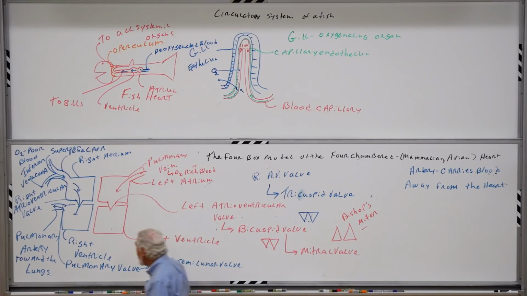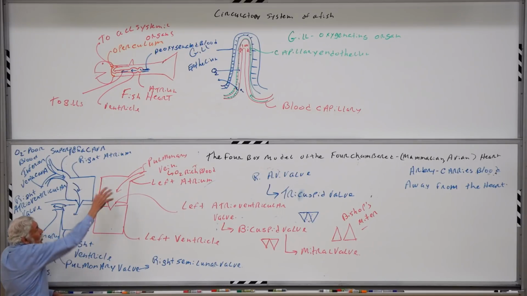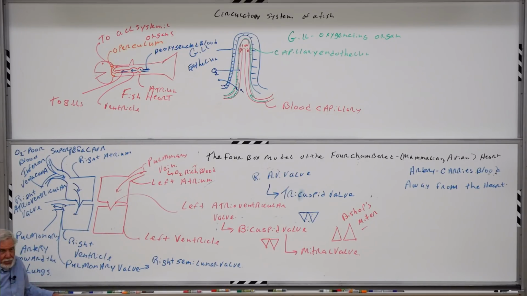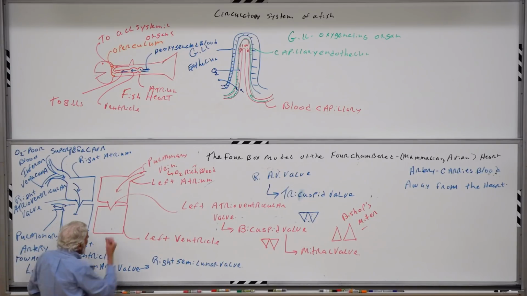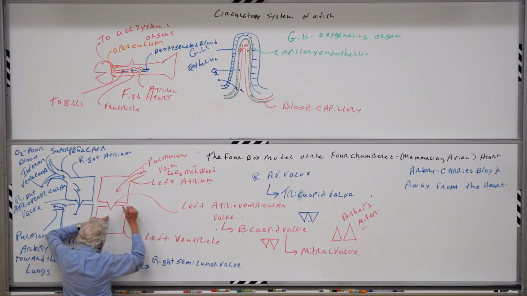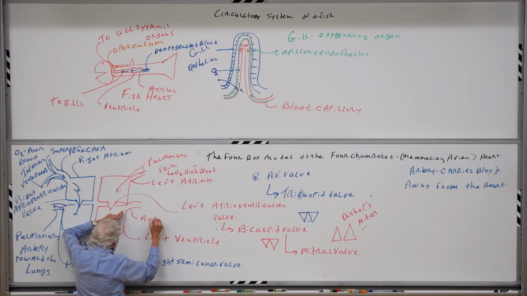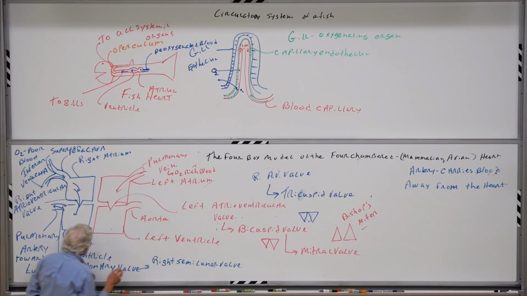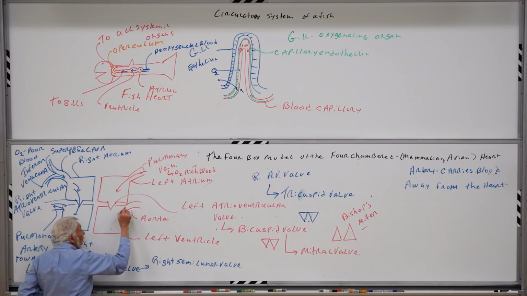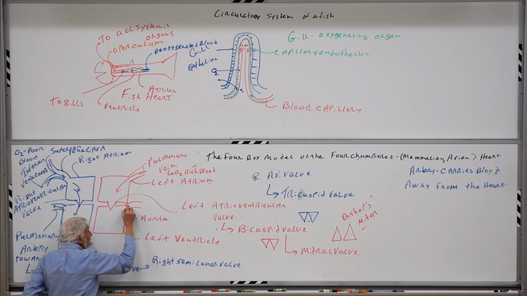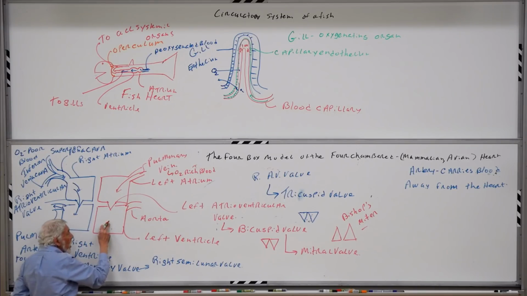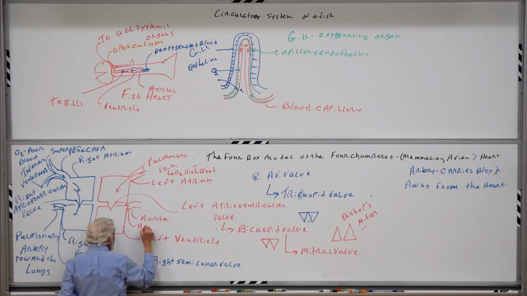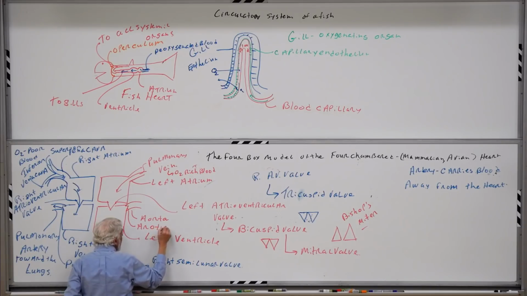Odd nomenclature. I much prefer left atrioventricular valve. It's just easier to hold on to. And then coming out of this chamber, again, this isn't anatomically correct, but coming out of this chamber is another tube called the aorta. And again, there's a valve or a door that leads out of this ventricular chamber. This is the aortic valve.